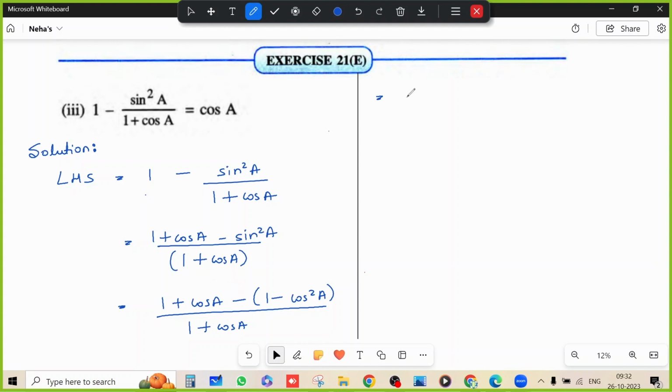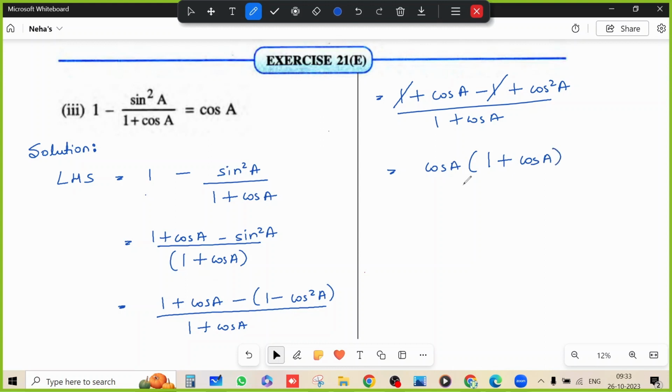Now we will open the bracket, so this will become 1 plus cos A minus 1 plus cos square A divided by 1 plus cos A. Now 1 here will get cancelled out and we are left with cos A plus cos square A, and we will take cos A common from here. So it will become 1 plus cos A divided by 1 plus cos A in the denominator as well. So this will get cancelled out. We are left with cos A now, and which is equal to the RHS, and hence we have proved that the left hand side is equal to the right hand side.